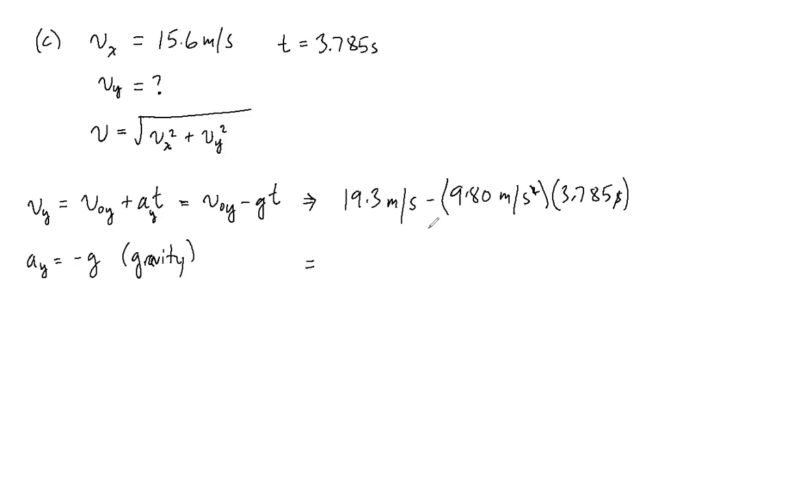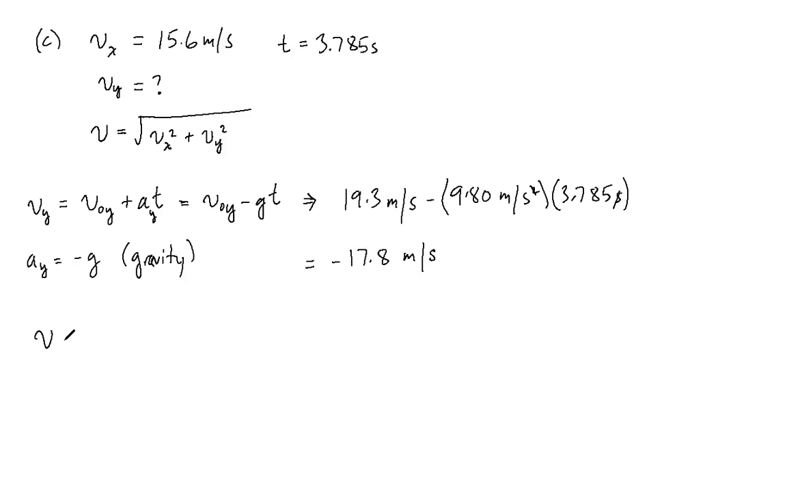So you plug this in here, you actually end up with negative 17.8 meters per second. Okay, so this is now your final y component of the velocity. Okay, and so now we can plug this and this in here.